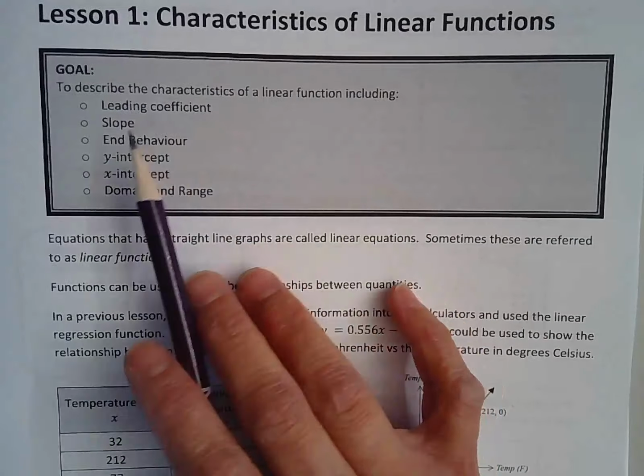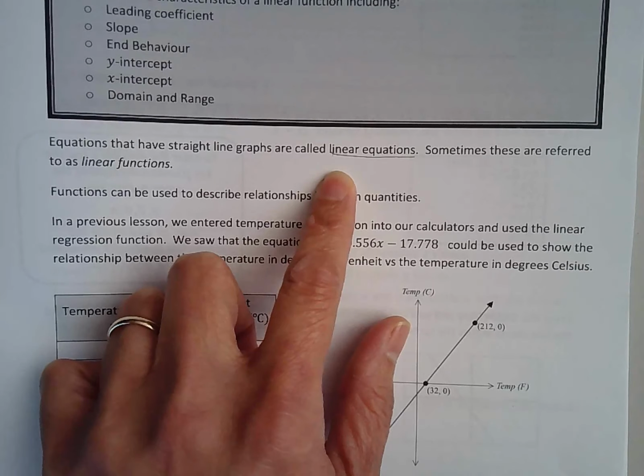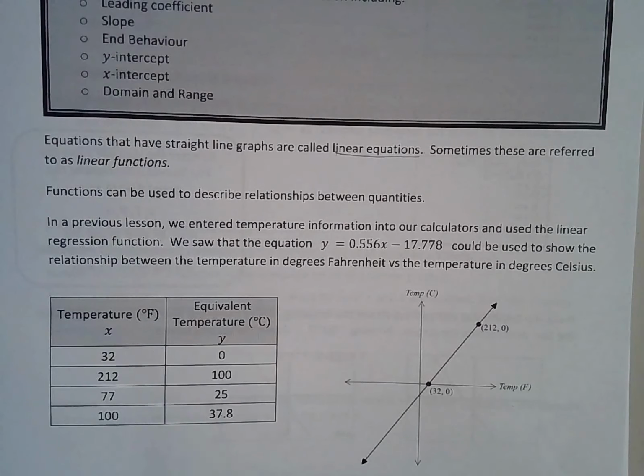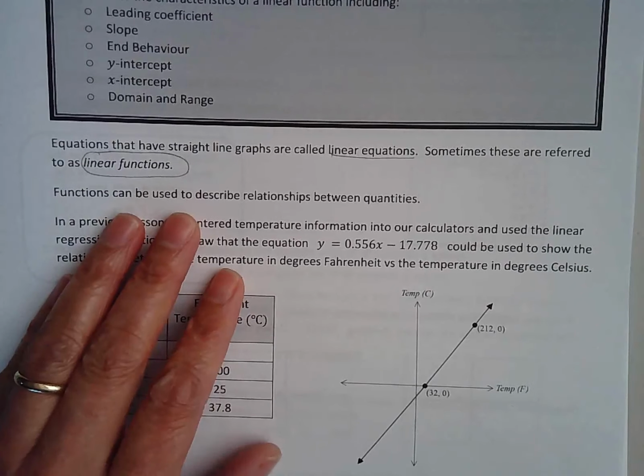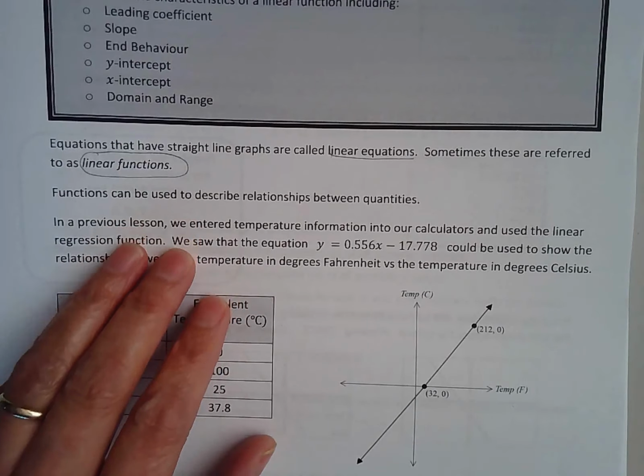Equations that have straight line graphs are called linear equations. So equations that will create a linear graph come from a linear equation. And sometimes it's called a linear function. That means there's a linear connection between the x and the y. So functions are used to describe relationships between quantities.